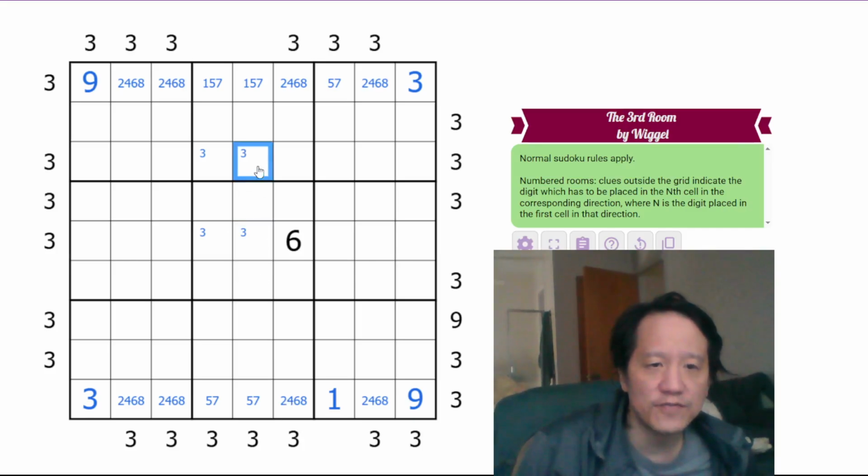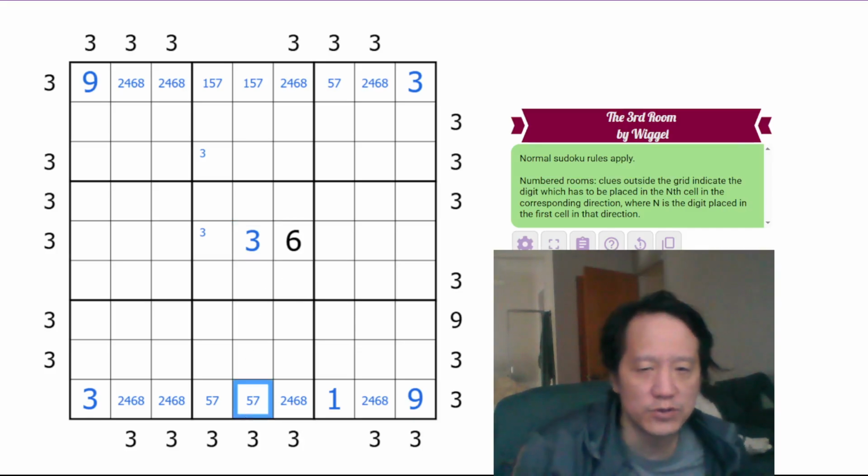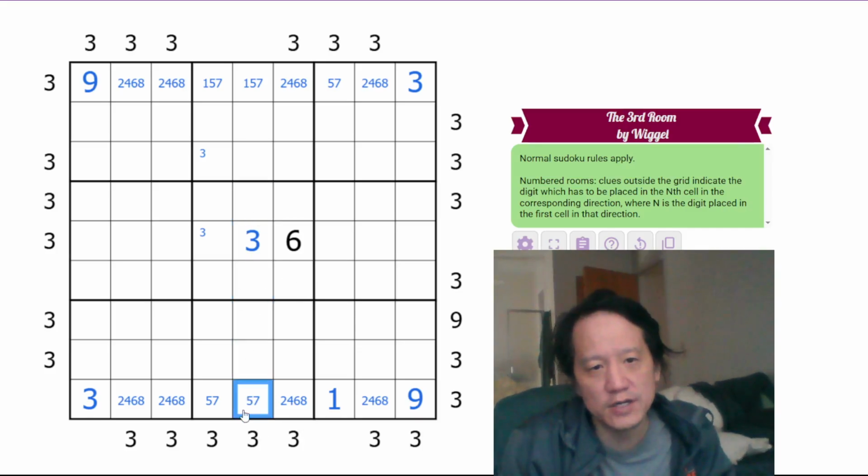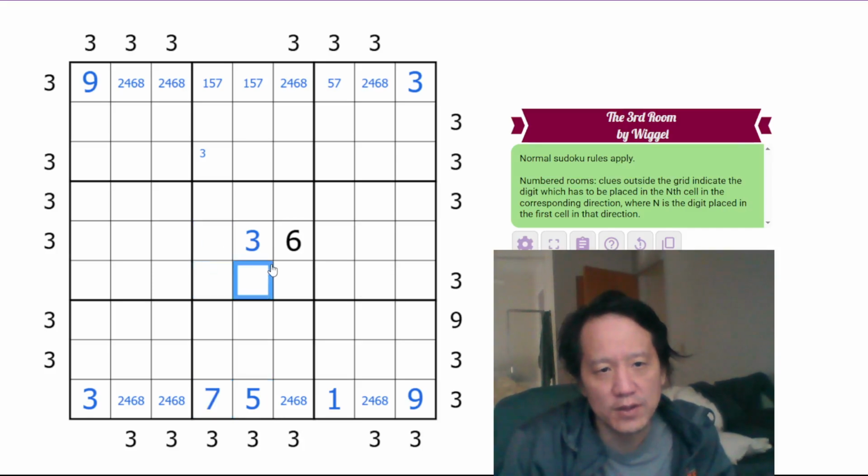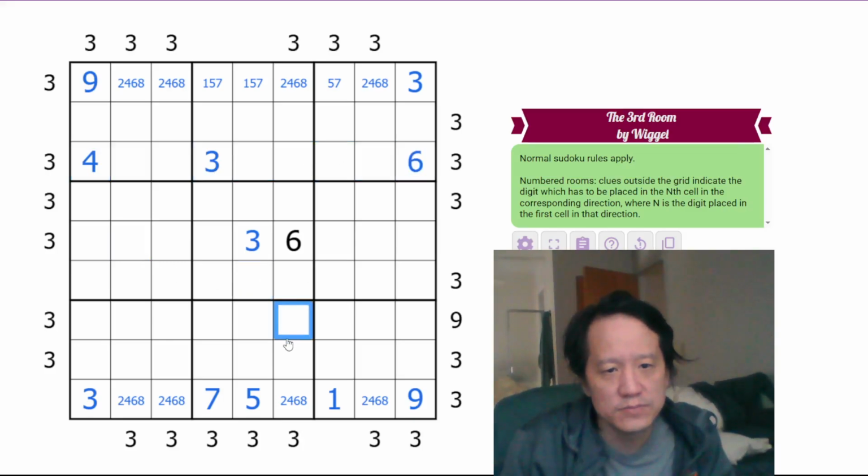But if there was a 3 here, these would both have to be 5 as numbered rooms clue, and therefore you'd have a duplicate. So this cannot be 3 here. Therefore, this is guaranteed to be 3 here, because there's no other place for this 3 in this column. So this is 5, this is 7, this cannot be 3, which makes this a 3 here. So that's 4 away going this way, and 6 going this way. So that's 4 and 6. The 3 is 5 going this way, so this is 5.